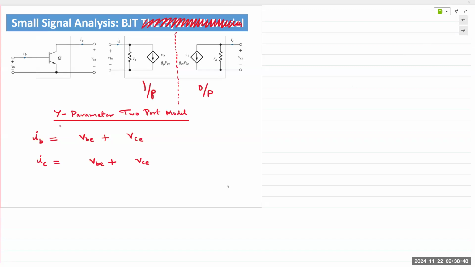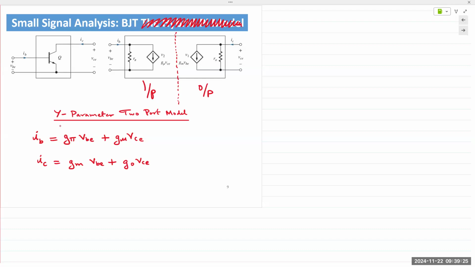Okay. So they are G pi, G mu, Gm, and Go. And they are dependent current sources on both sides. So if we are analyzing these at the Q point and we wish to find the values, then VCE would be 0 and VBE would be 0 in turn.